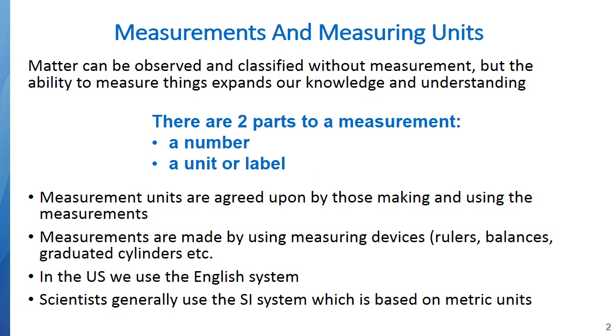All right, so measurements and measuring units. Well, the difference between chemistry and math is that chemistry uses math to measure things. So we can observe matter without measuring, but once you measure things, it expands our knowledge. So there are always two parts to a measurement, the number and a unit or label. So you need to get in the habit of always writing your label or your unit when you write numbers down.